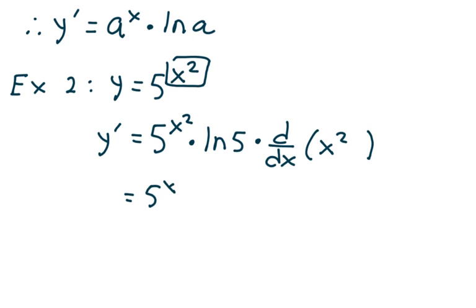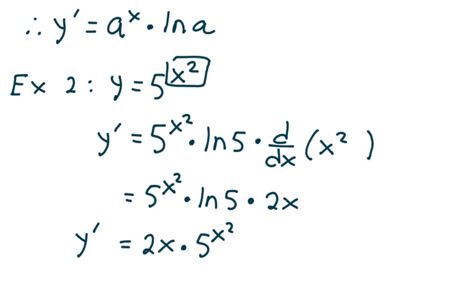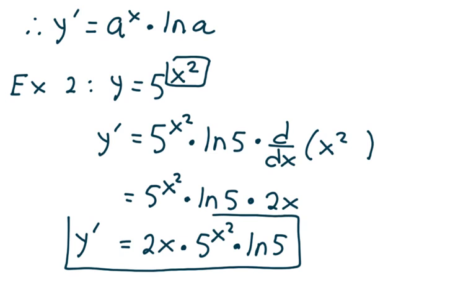So this is 5 to the x squared times natural log of 5 times 2x. And so if I write this a slightly different way, I'm going to say y prime is 2x times 5 to the x squared times natural log of 5. And that would be the derivative of 5 to the x squared. Let's do another one.